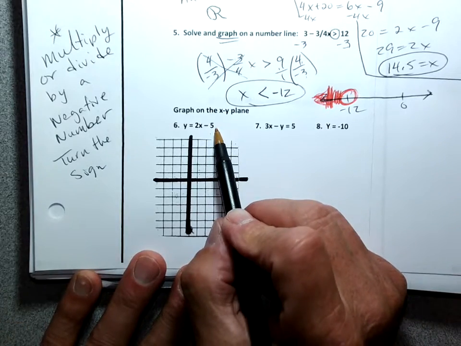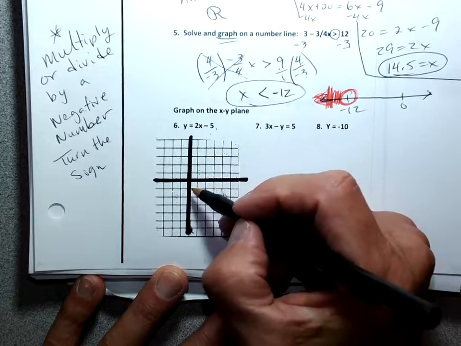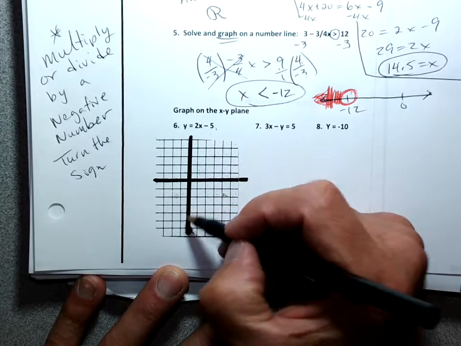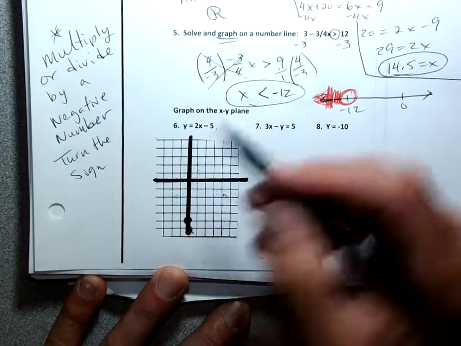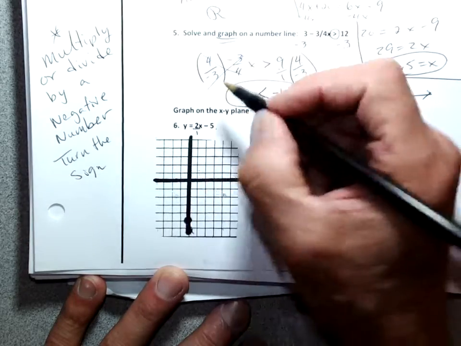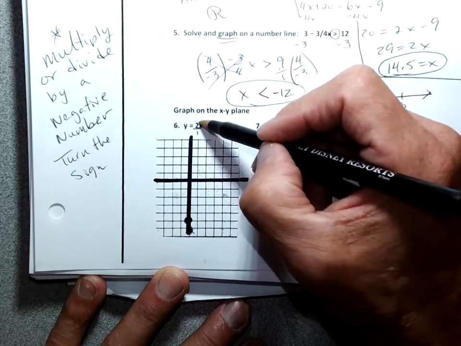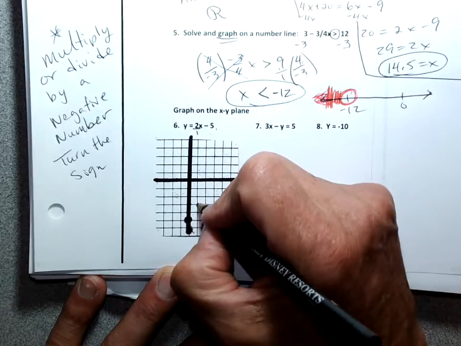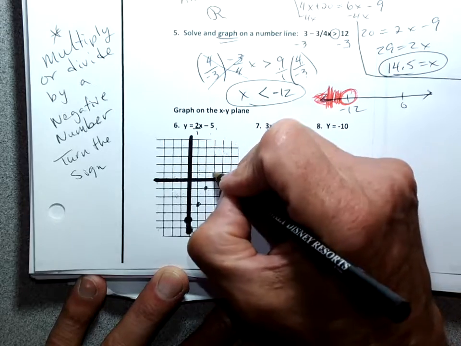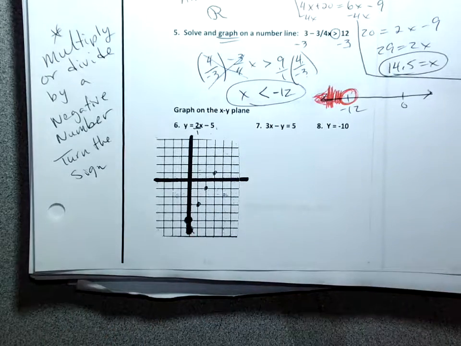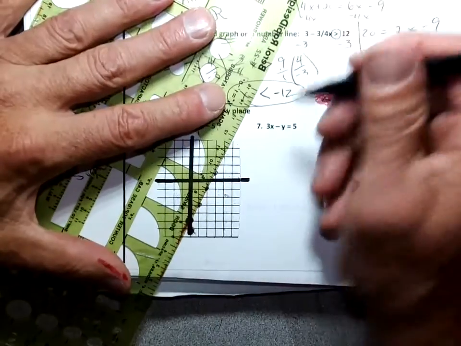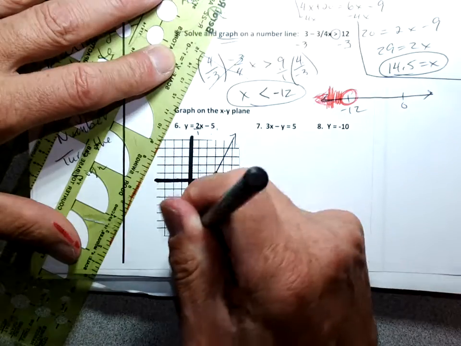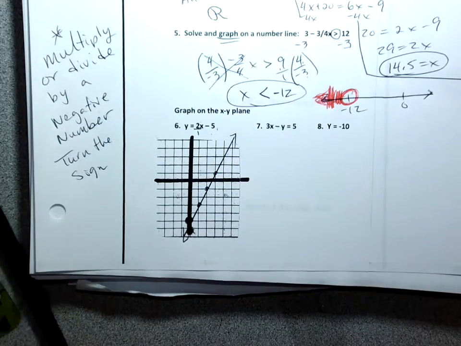It has a y-intercept of negative 5, so let's go down to negative 5. 1, 2, 3, 4, 5. Put a dot. And then the slope is 2 over 1. Up 2 over 1, up 2 over 1, as long as I want. Let's see if I can find a ruler. Yeah, this will work. And connect the dots. And there it is. Not bad. We're good with that one.